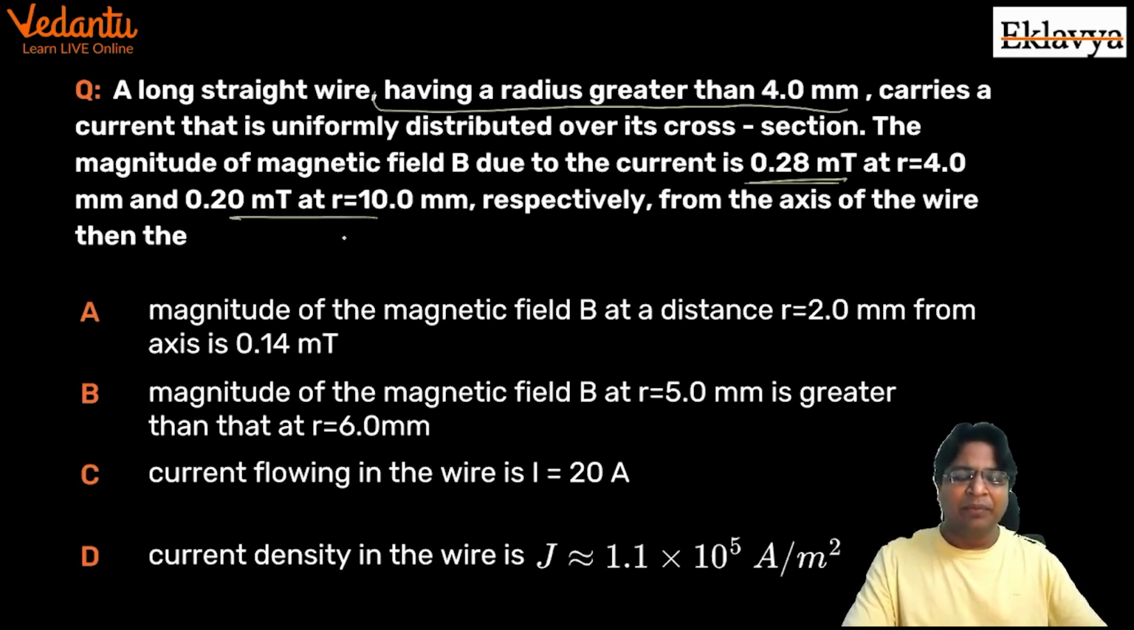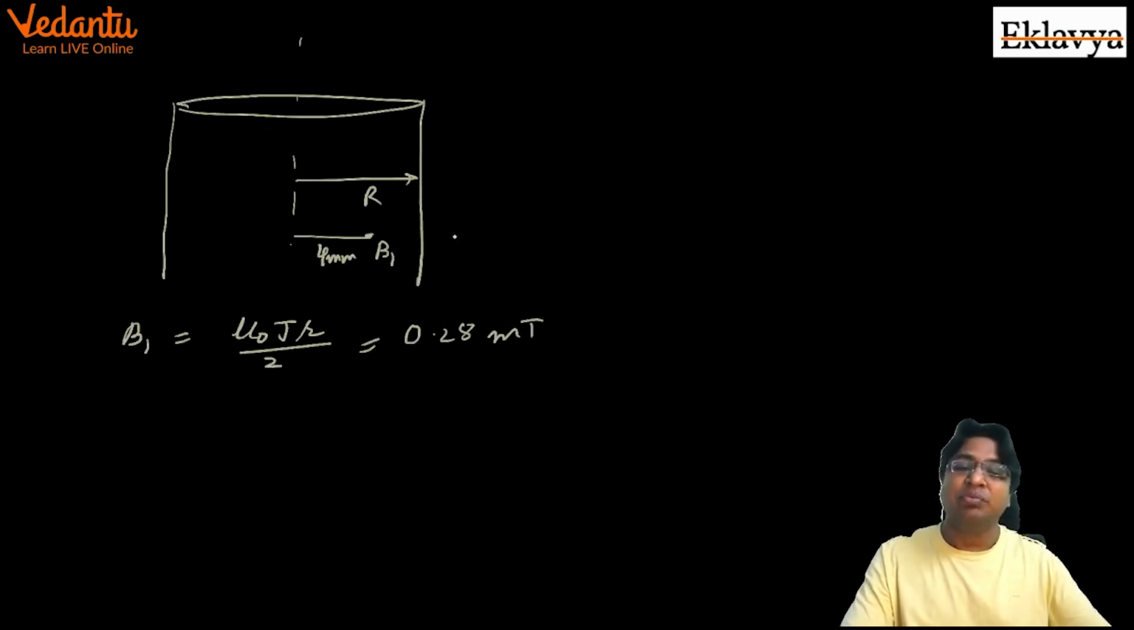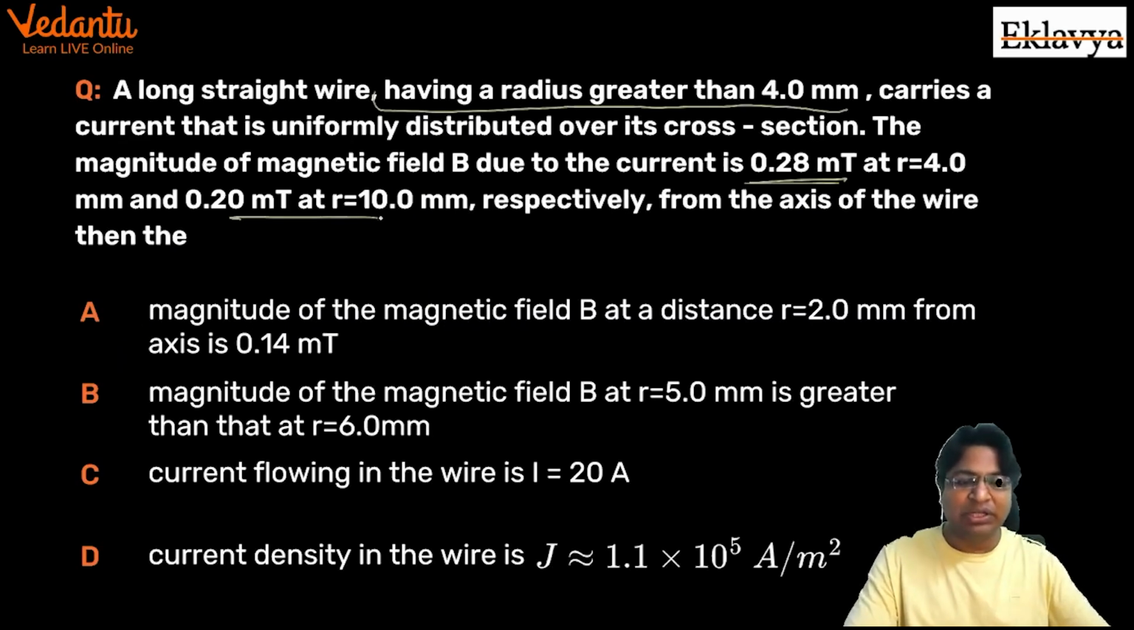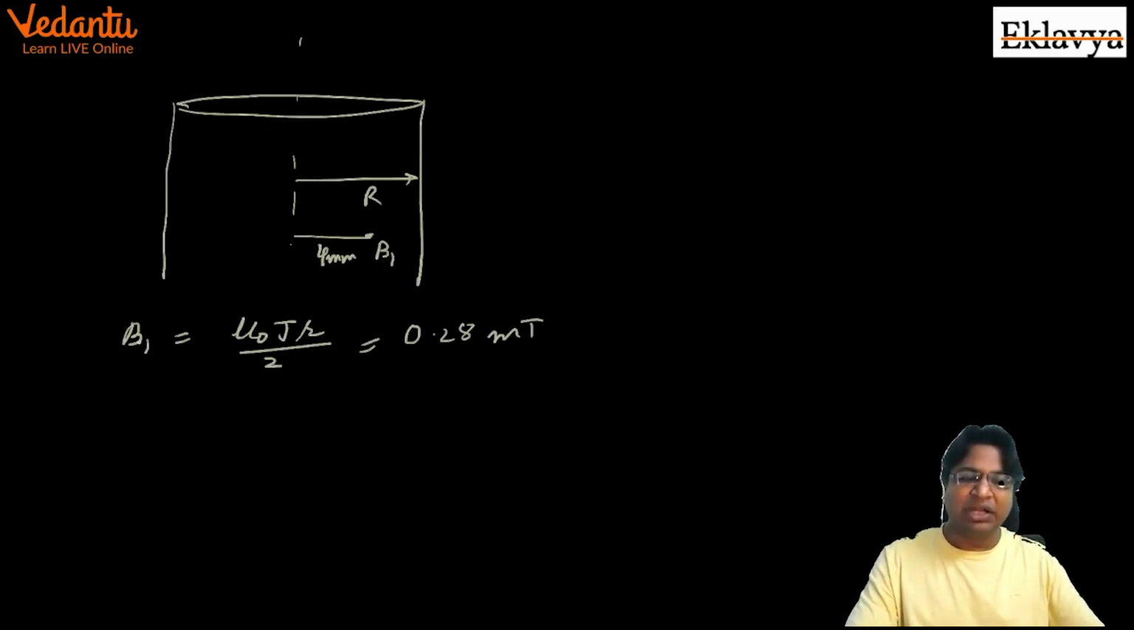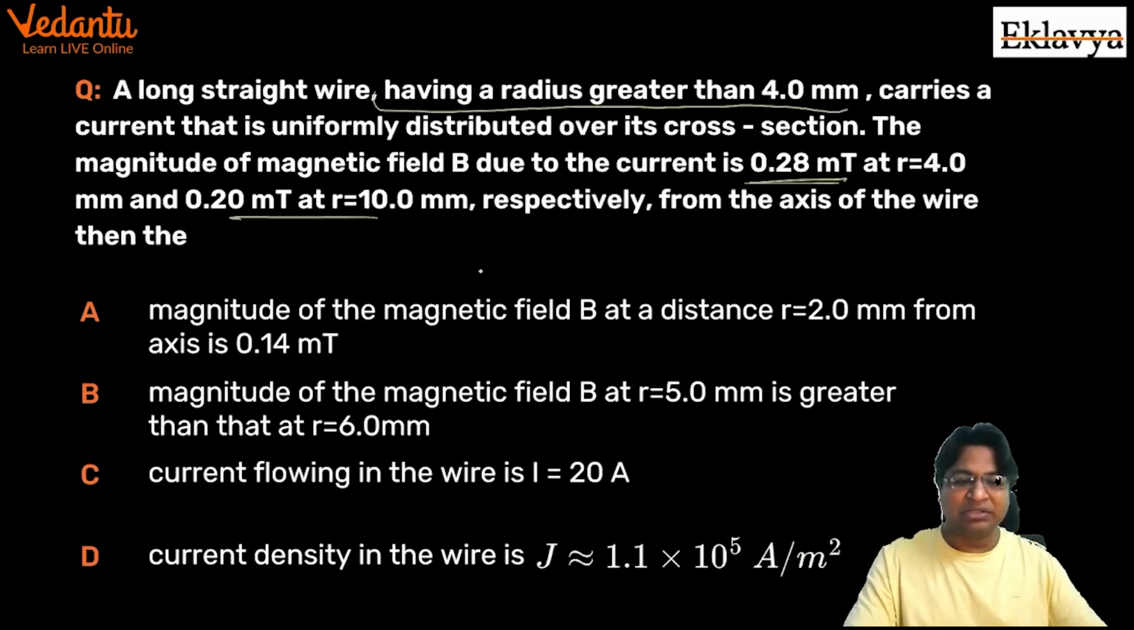Now suppose the radius is more than 10 millimeter. We can see here that the magnetic field increases linearly with the distance from the axis inside the wire. So if this capital R is more than 10, then at 10 millimeter we can expect a higher value of magnetic field. But that doesn't seem to be the case.